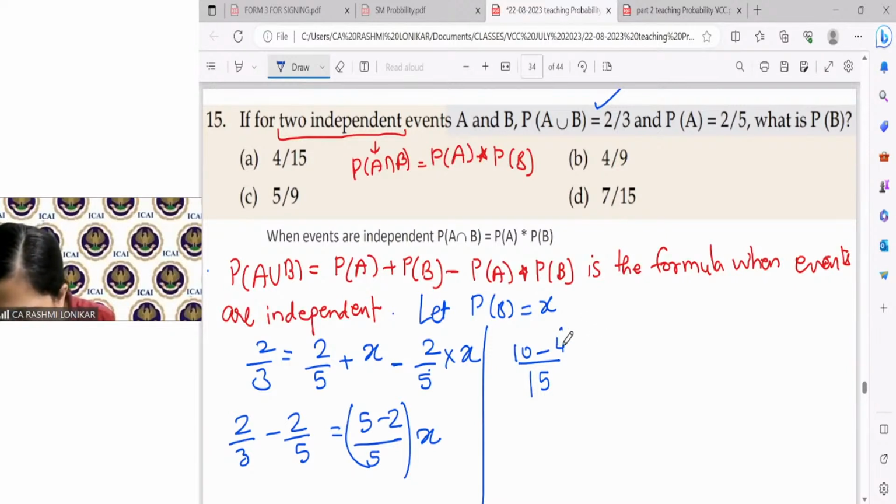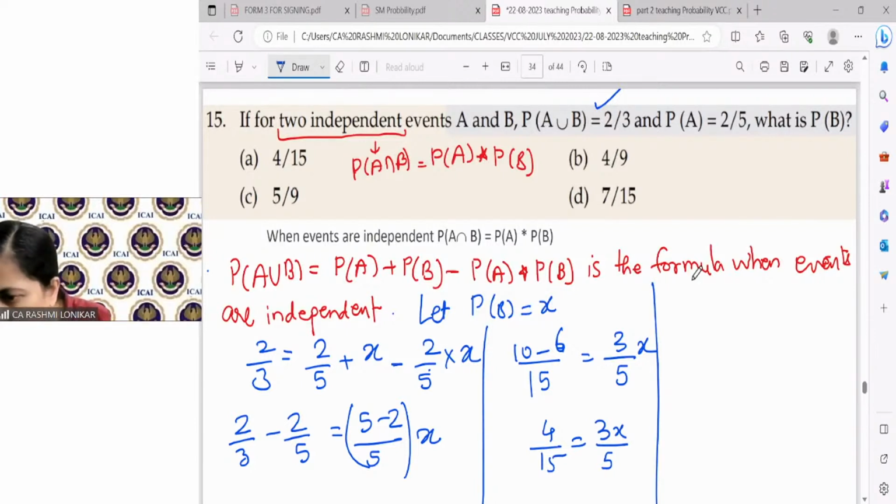No, 6. 10 minus 6. 3 2s are 6, is equal to 3 by 5x. Okay, so how much is this? 4 upon 15 is equal to 3x upon 5, or x is equal to 4 upon 15 into 3 into 5 upon 3.